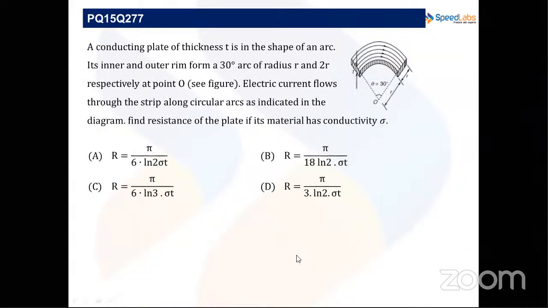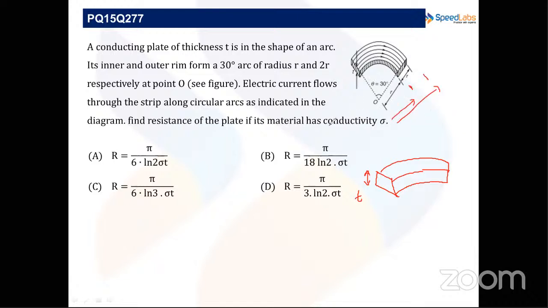This question: a conducting plate of thickness T. Its thickness is T, so basically the plate is something like this, and this is its thickness T. The conducting plate of thickness T is in the shape of an arc, its inner and outer rim form a 30-degree arc of radius R and 2R respectively at point O. So a 30-degree arc is formed, and this is R and this is 2R.